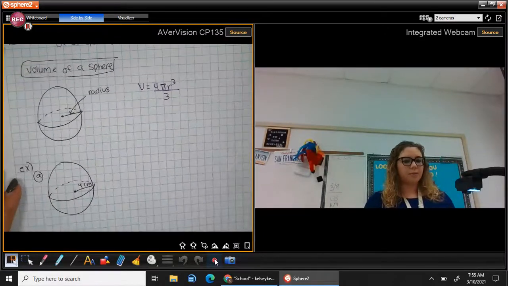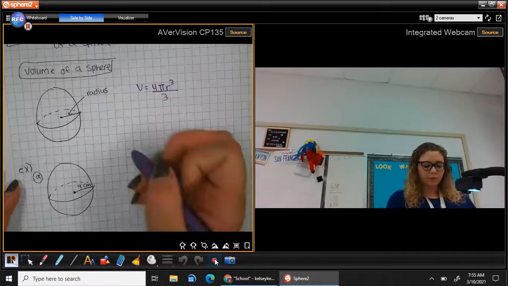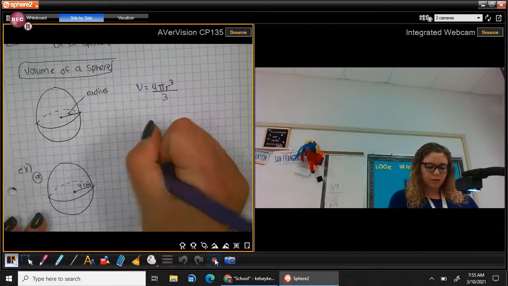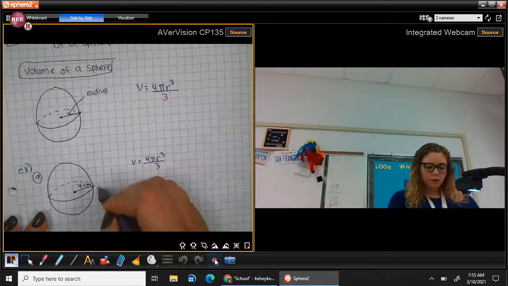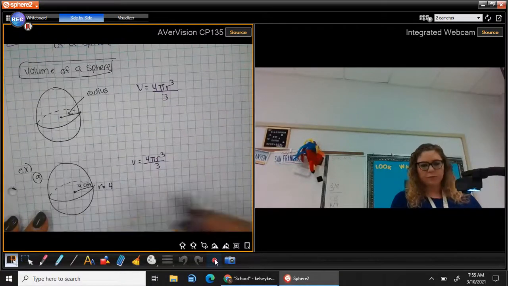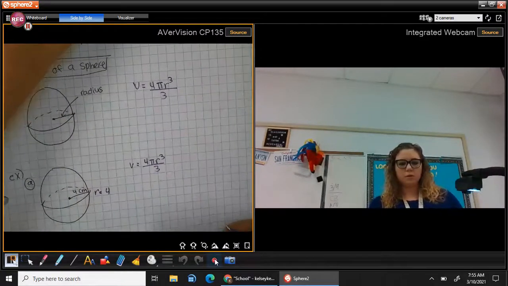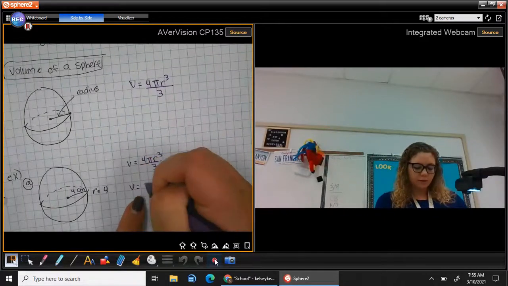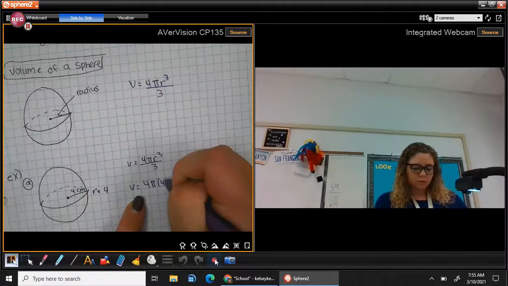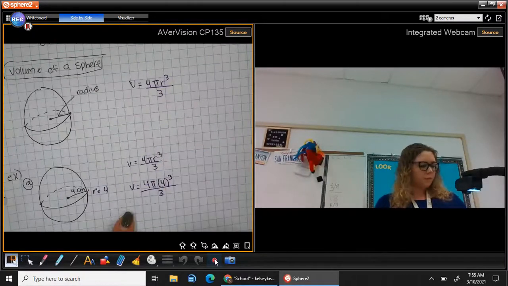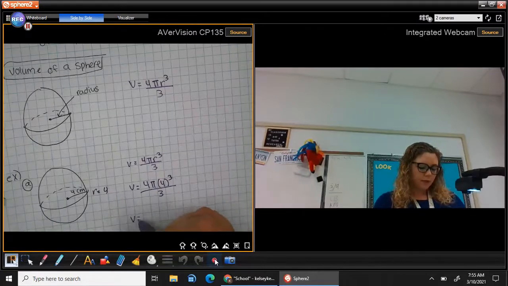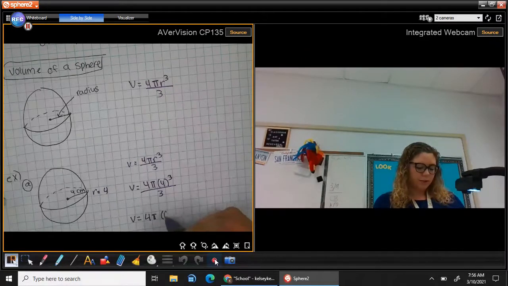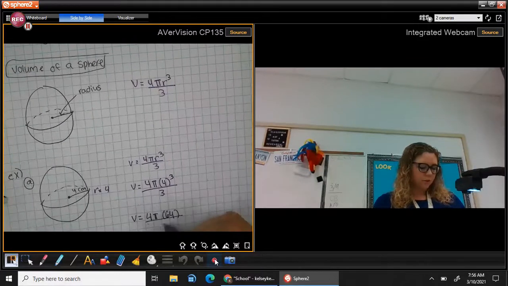Find the volume of this sphere. So the first thing we're going to do is write out the formula so you can get it into your head. And so my r is going to be my radius, which is 4. You're going to plug that in. That's the only number you have to plug in. Then V equals 4 pi. 4 cubed is going to be 64 all over 3.